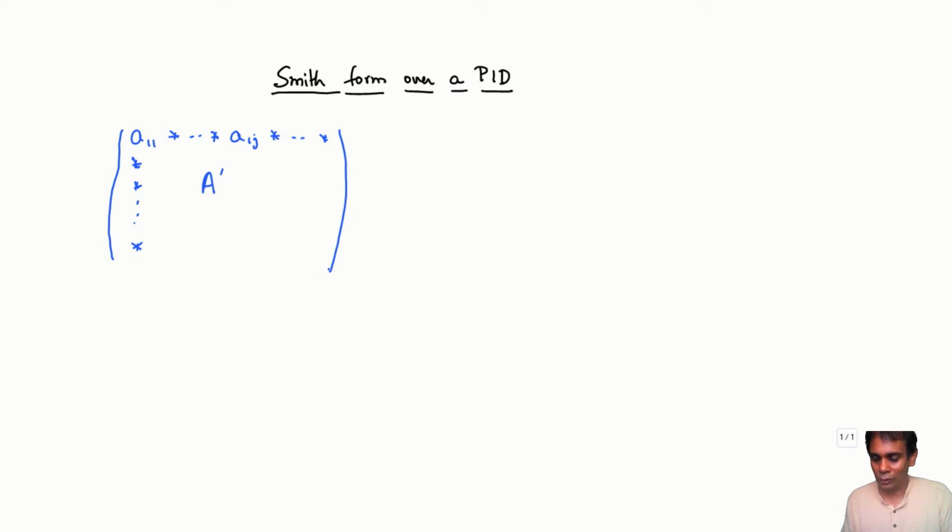When we were in the Euclidean domain, we were looking at the case of trying to clear out A1j using A11, and failing which we would somehow try to reduce the size of A11. So we had the case where if A11 divides A1j, then you just do Cj goes to Cj minus Q C1, where A1j is equal to Q A11.